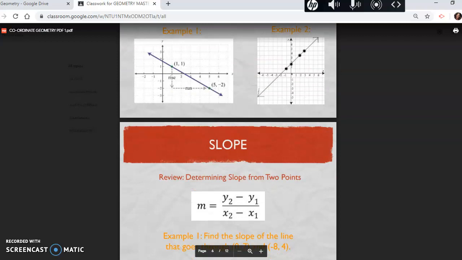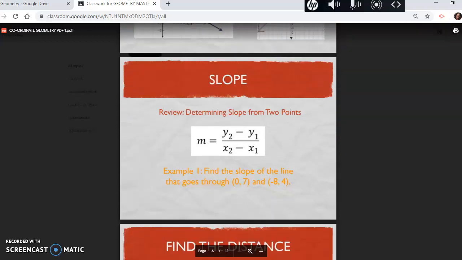Okay, you can also do this if it's not graphed in front of you. If you're just looking at points, you can do it mathematically. If you're looking at the formula, you're taking the y's and you're saying what's the change in y. So from going from 7 to 4, that's going down 3. So on the top I would put -3, and going from 0 to -8, I'm going -8. So I would be -3 over -8, which reduces to 3/8. That would be the slope.